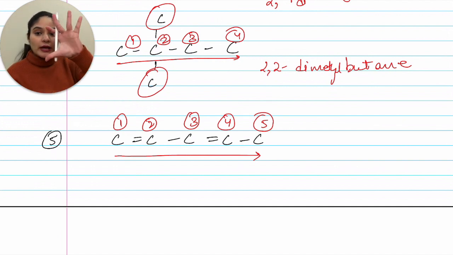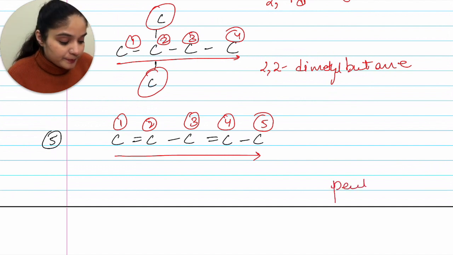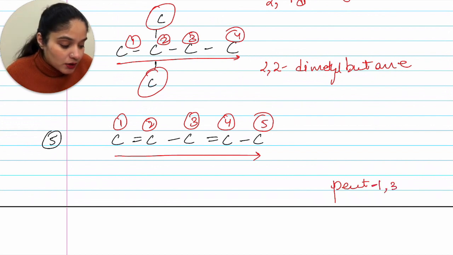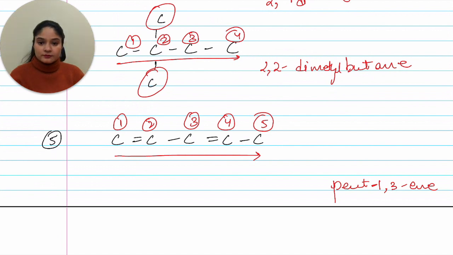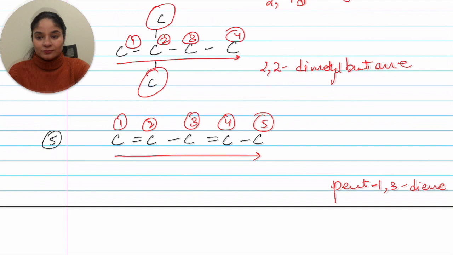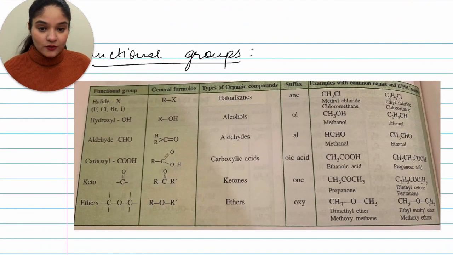First of all, it is 5 carbons. So I'll go for pent. Then I have 2 double bonds. So I'll name the position 1, 3 ene. So pent 1, 3 ene. Okay, so that means at the 1st and 3rd positions, I have a double bond. Okay, sorry, this would be diene. Pent 1, 3 diene. That means 2 double bonds. So diene. Alright students, let's look at the functional groups now.